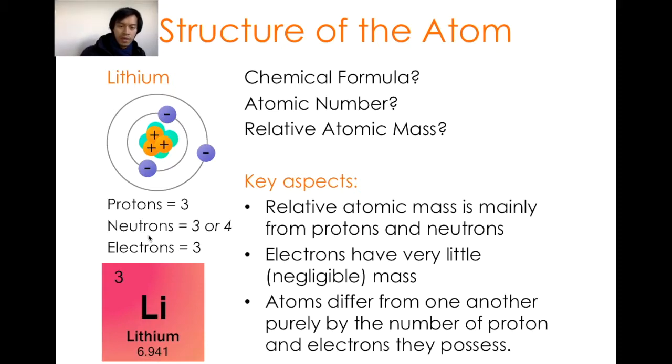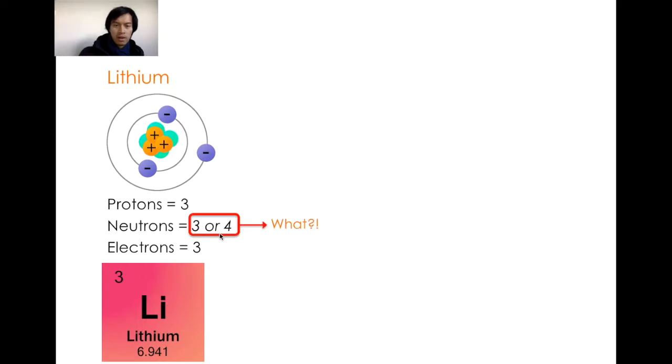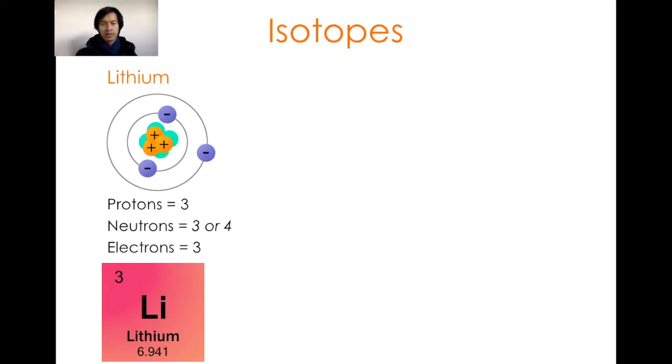that is this idea here, right? This idea that the number of neutrons in lithium can be 3 or 4. There is actually a difference there, okay? And that brings us to the idea that not every atom is the same as every other atom, okay?